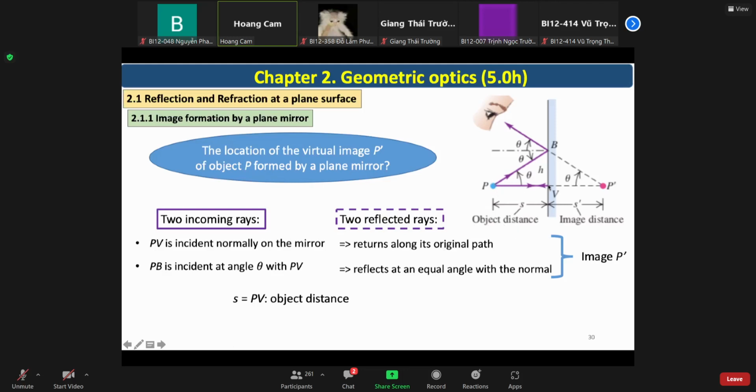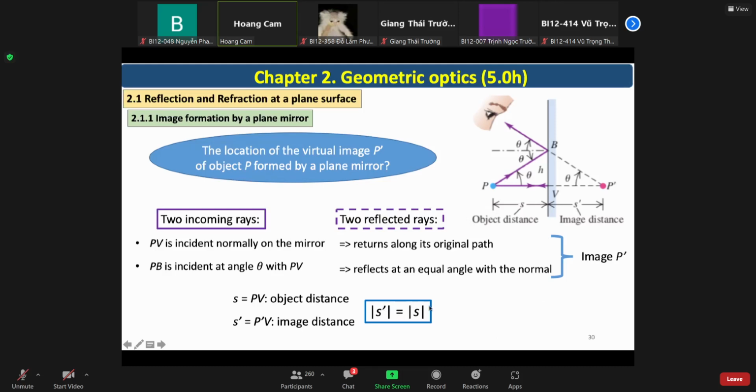S is equal to PV, the object distance. So the distance from the object to the mirror. So we draw the perpendicular line here, the line normal to this surface, and then we got the object distance. Similar here, we have P from B as well. We have the image distance as well. And the relationship between S and S prime is that the absolute value of S prime, the image distance, is equal to the absolute value of the object distance. So here we also consider the sign of the quantity.